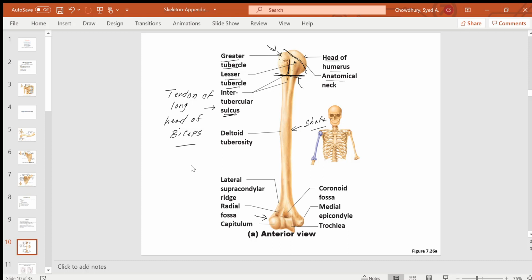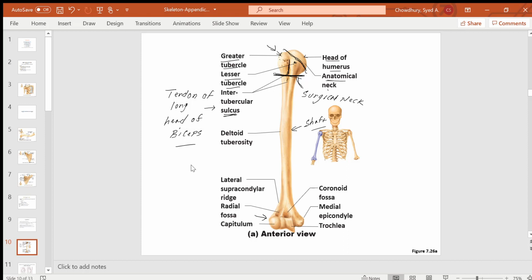and then where the upper end joins the shaft here, this is called the surgical neck. So this bone has two necks. Around the head, this is the anatomical neck here, and where the upper end joins the shaft, that is the surgical neck. Why is it called the surgical neck? Because most of the cases fracture of the humerus occurs here. Okay.